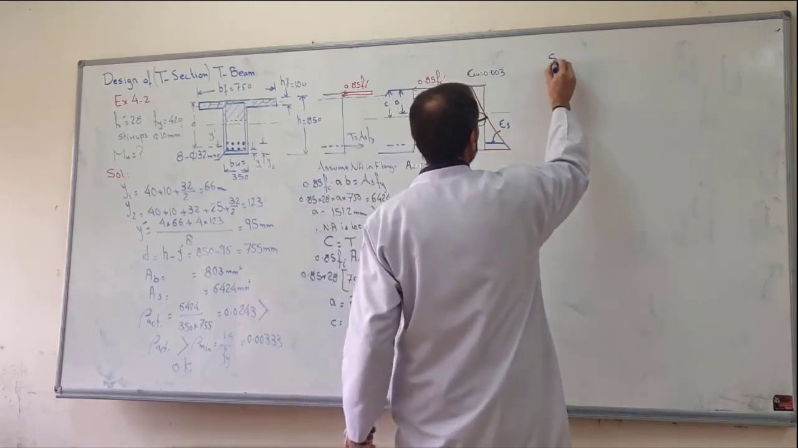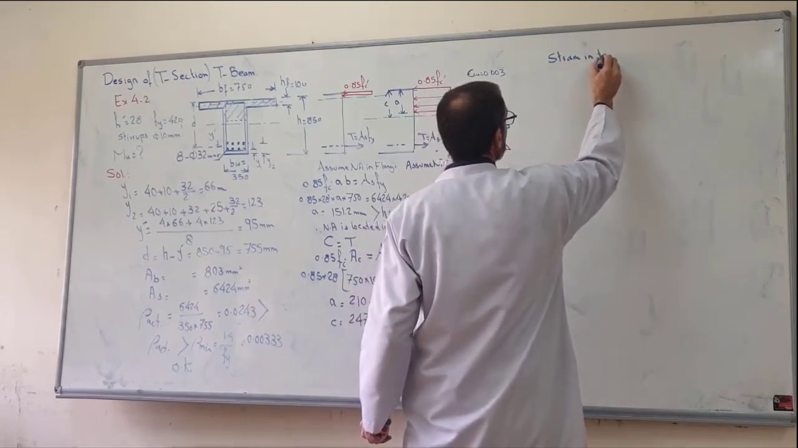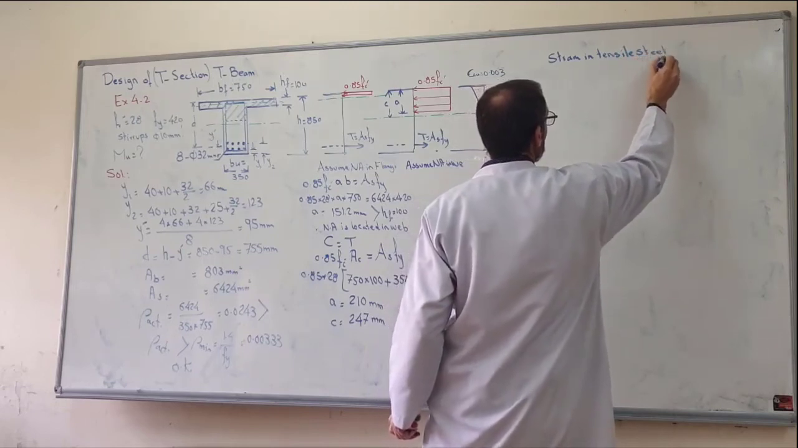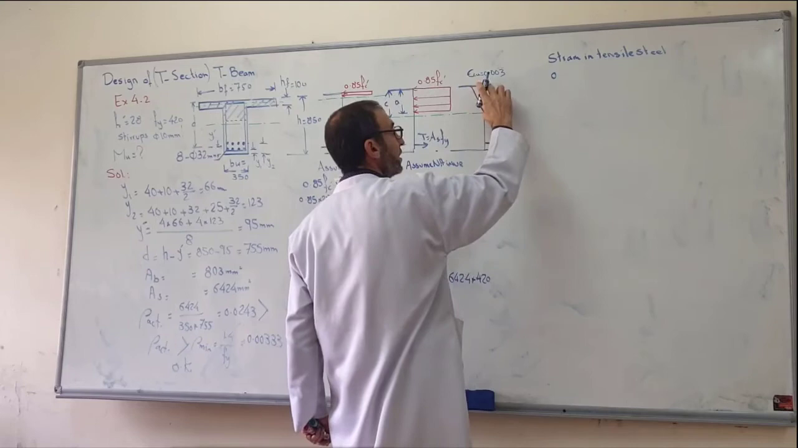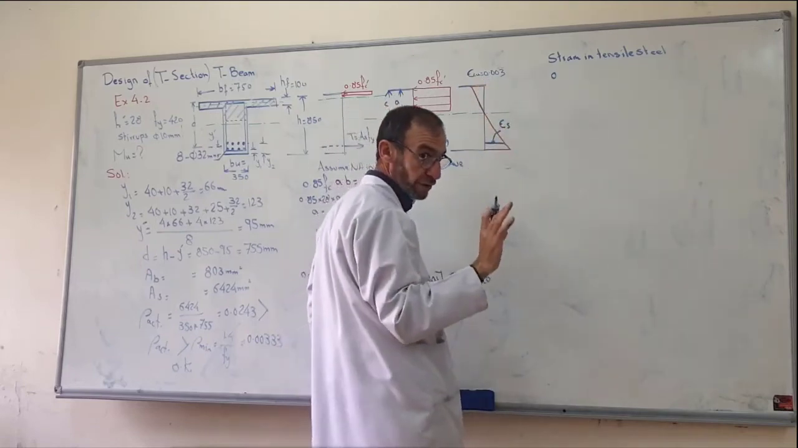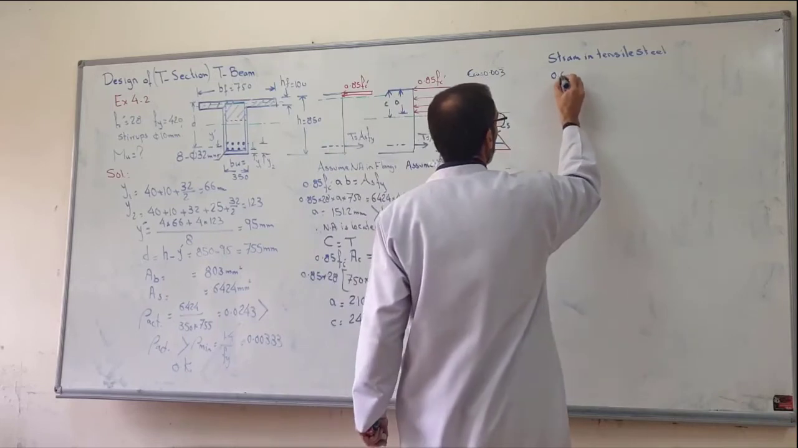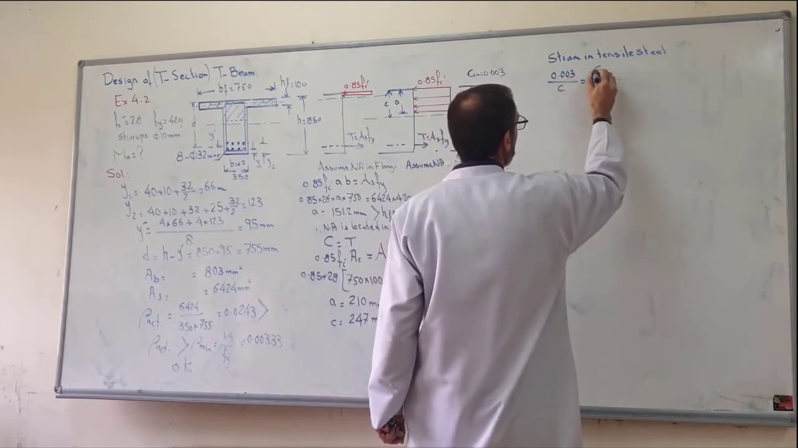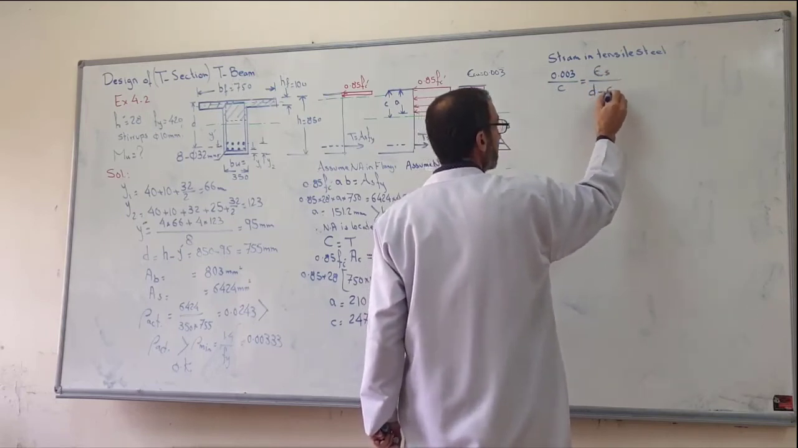Now check strain in the tensile steel bar, from similarity of triangles. 0.003 over C equals epsilon S, the strain in the tensile steel, over D minus C.